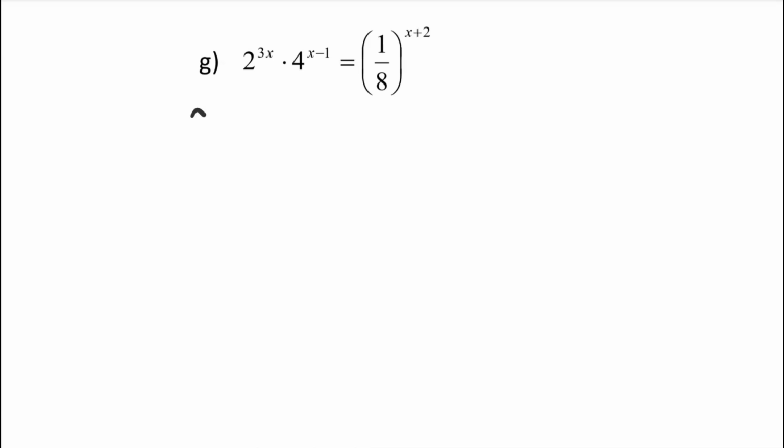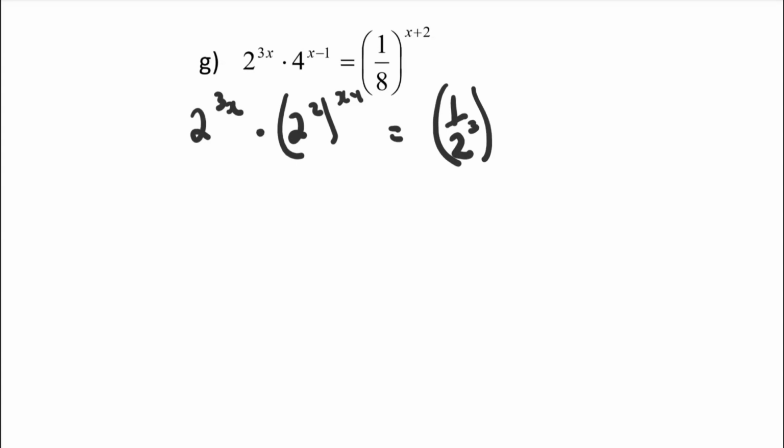So we have 2 to the power of 3x multiplied by 2 to the power of 2 to the power of x minus 1 is equal to 1 over 2 to the power of 3, okay, to the power of x plus 2.